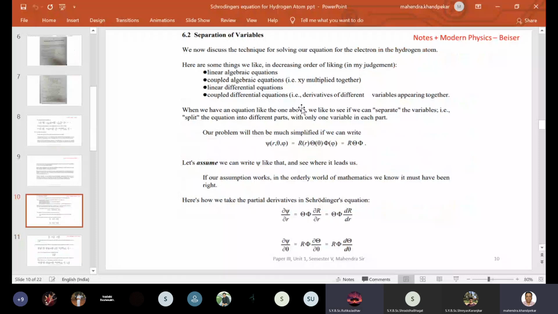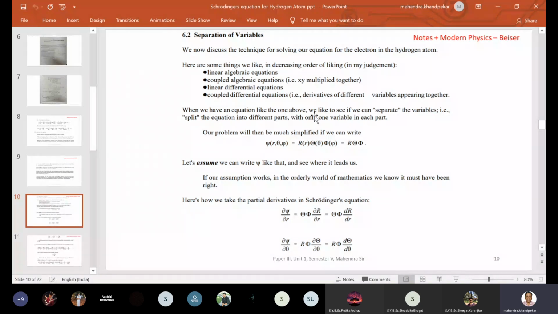Here are some things we like, in decreasing order of liking: linear algebraic equations, coupled algebraic equations, linear coupled differential equations. When we have an equation like the one above, which involves all these things, look at the Schrodinger equation we have written. It's a big equation, and it is very difficult to remember unless you put a lot of effort into it. Now let us see how we can separate variables.